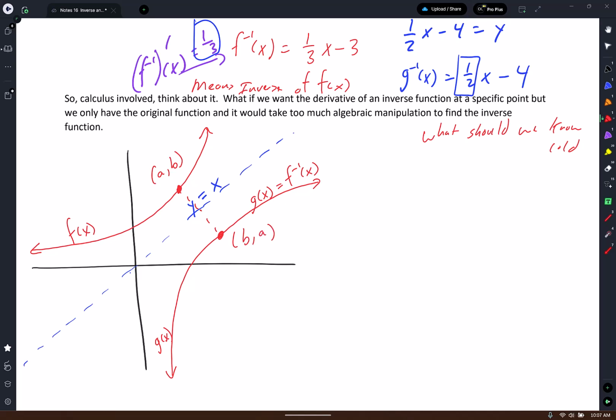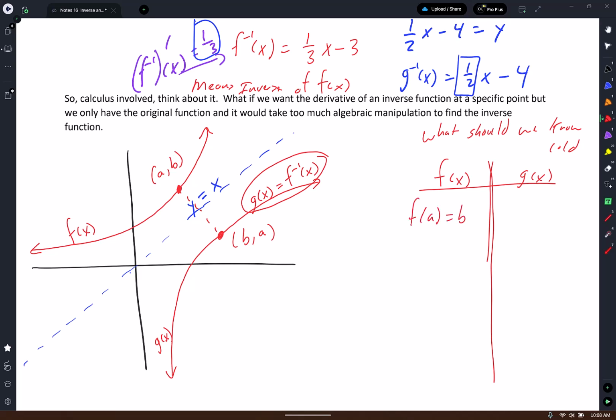Okay, so you guys remember. So look, what we know. Remember, I told you that g is the inverse of f. So I'm going to write f of x here. I'm going to write g of x right there. Are we still okay? We know that if f of a equals b, then we know that g of b equals a. Are we still okay? Because they're inverses, the point (a, b) switches to (b, a). Are we okay?